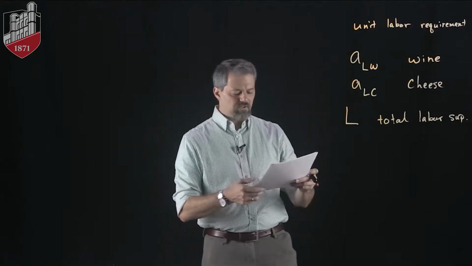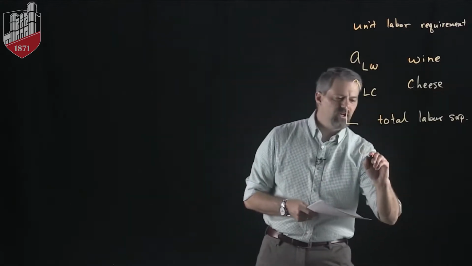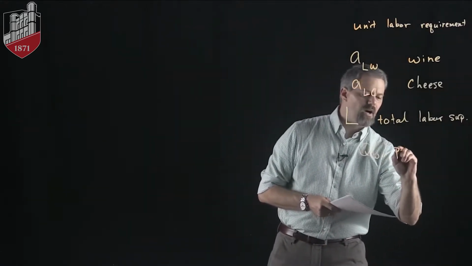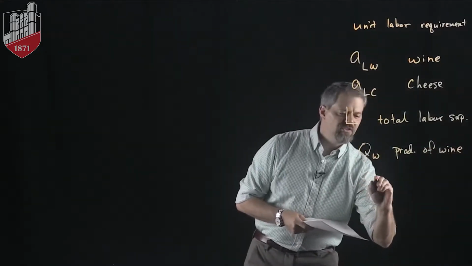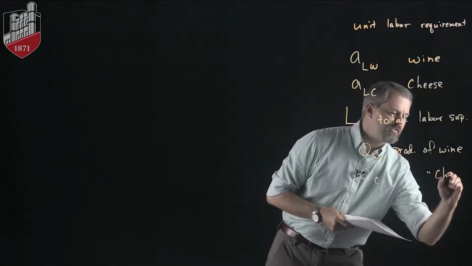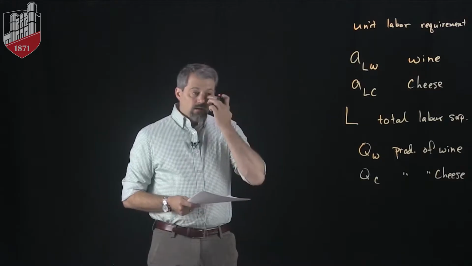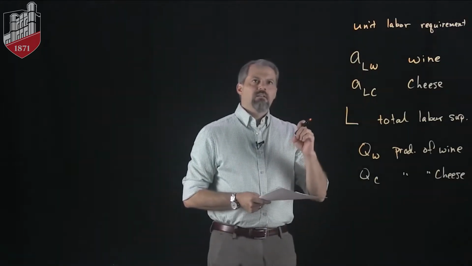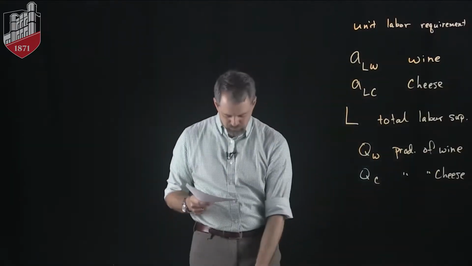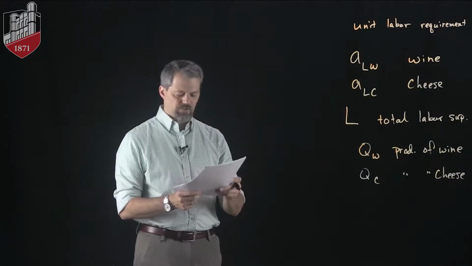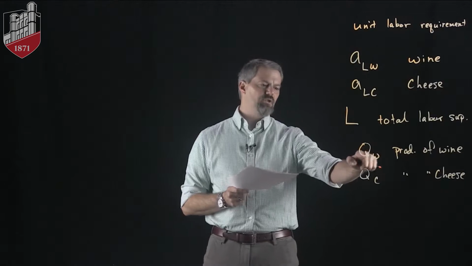We're going to think about the total production of wine and cheese. We're going to designate those as Q_W, the total production of wine, and Q_C, the production of cheese. So now let's think about how much wine and cheese our country here, home, can produce if that's all they produce. The total amount of wine that they produce is going to be Q_W.